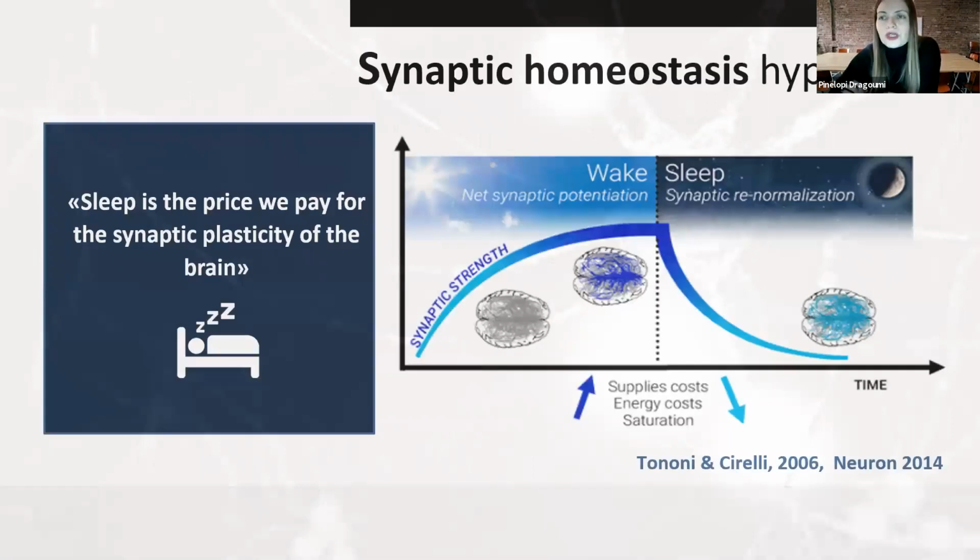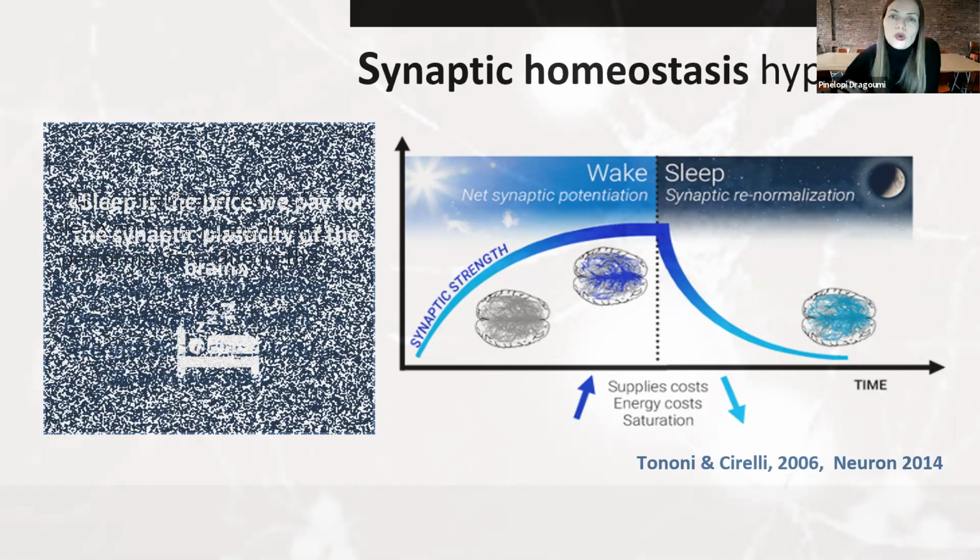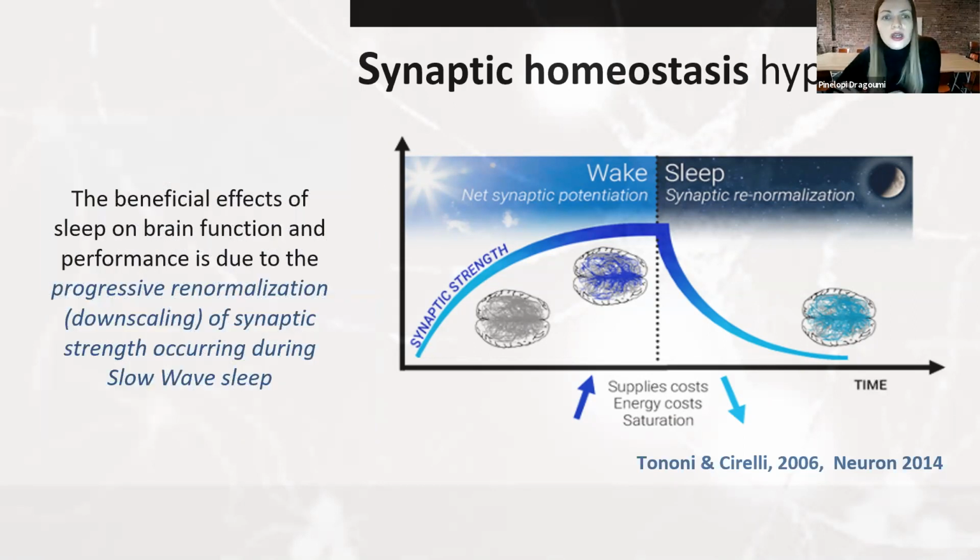So this is also the concept of the synaptic homeostasis hypothesis, recently described to try and make us understand why this increase in epileptic activity has the cognitive impact that it does. We know that sleep is very important for many functions in the brain. It's actually thought that it's the price we pay for synaptic plasticity, and I will explain this a little bit more.